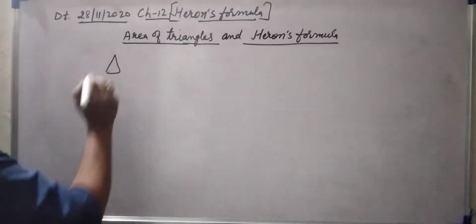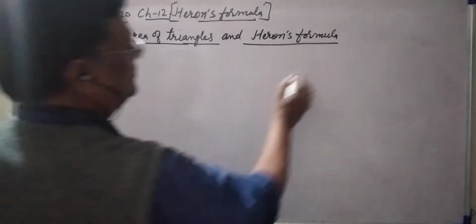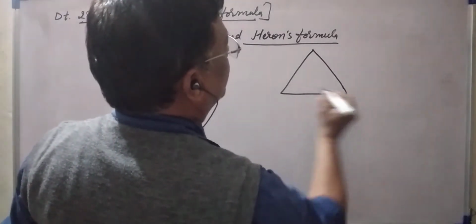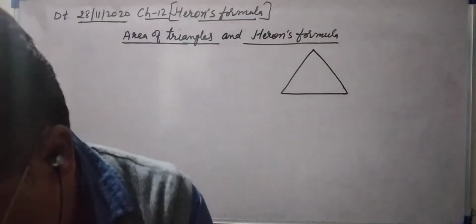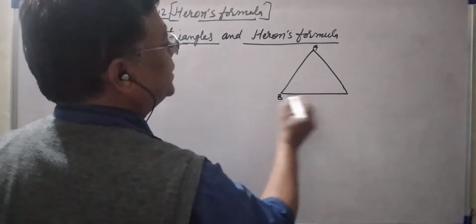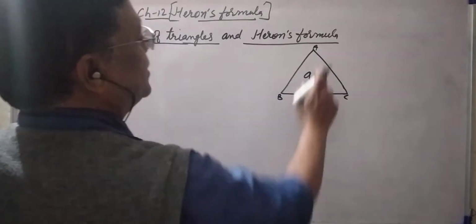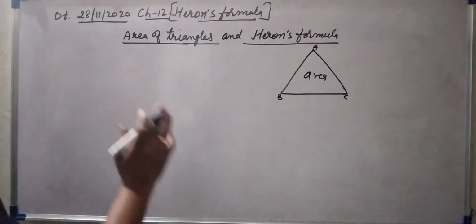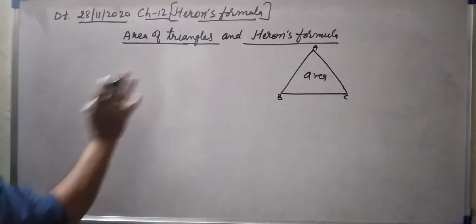What is a triangle? A triangle is a closed figure bounded by three sides. Now what is the area of the triangle? The space occupied inside the boundary of a triangle, A, B, C. This is the area of the triangle, the space bounded inside the boundary of the triangle. Now we find out the areas. Our main part is to find the area of a triangle.